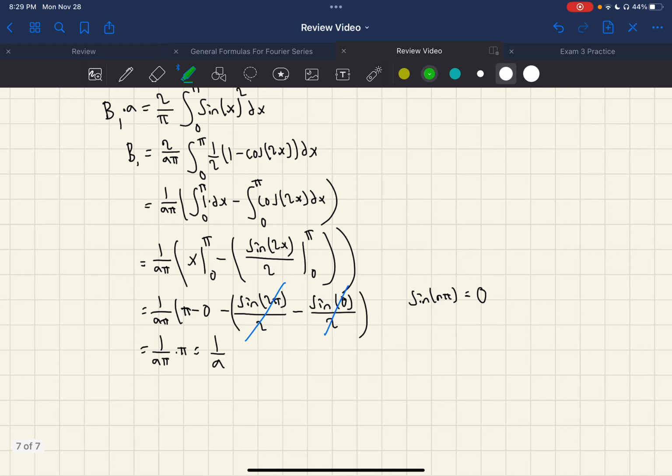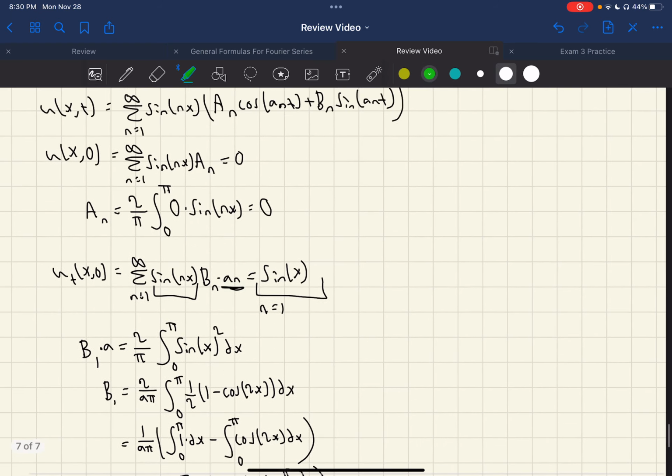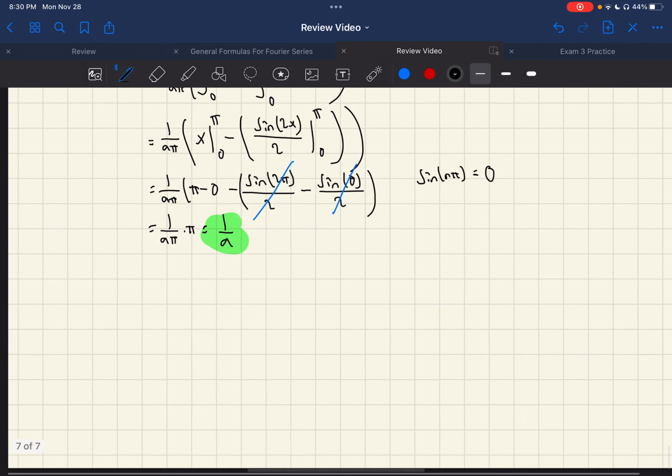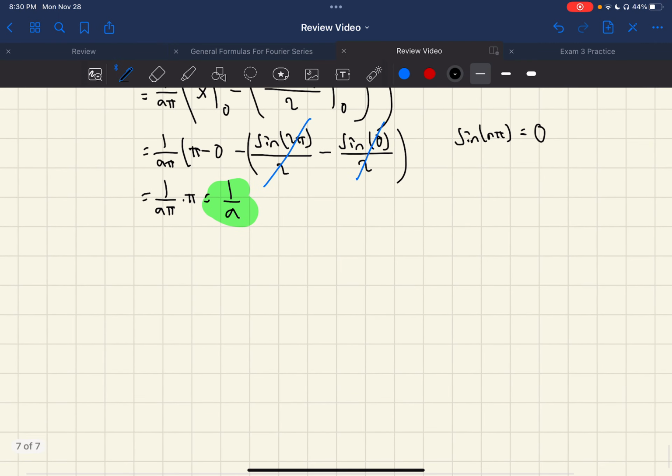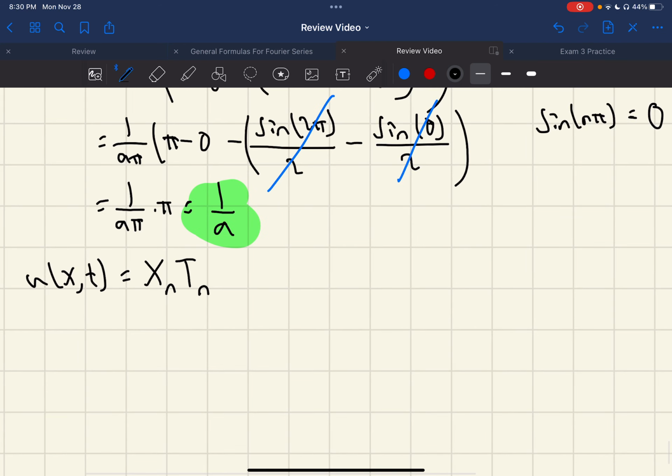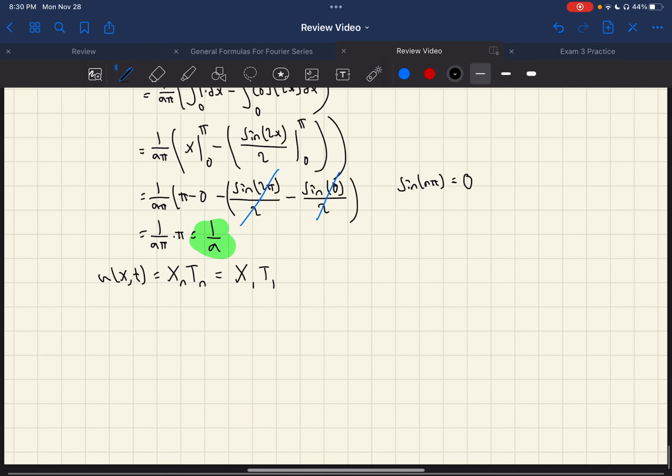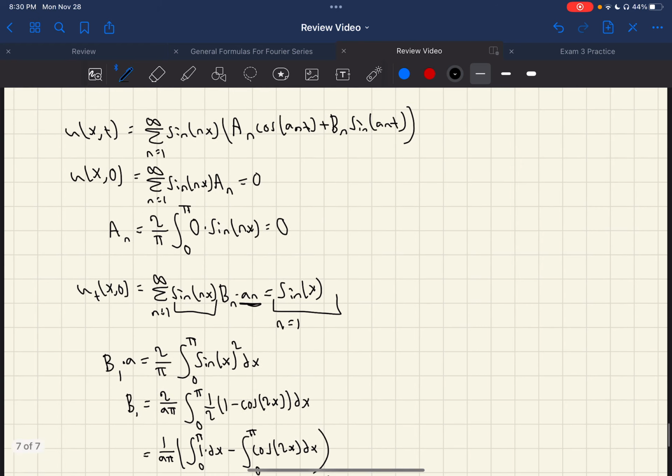So we have a coefficient now, but we also plugged in a value of n, which means our answer isn't going to be a series. Our answer will be u of x, t, the product of xn and tn for all n we have. So for this, it'll be x1, t1. And then when we do that, this should evaluate.